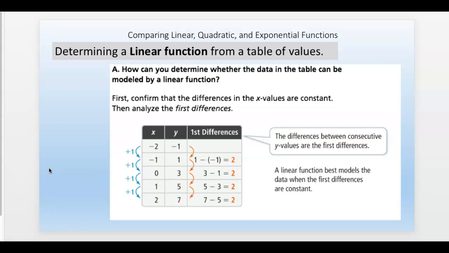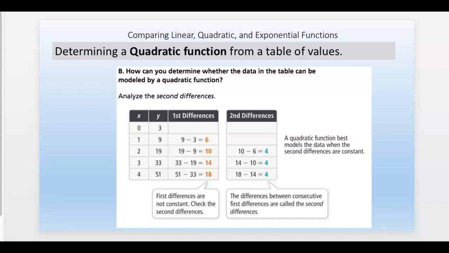The way to tell if it's linear is the first differences. I start at the top with the largest number of y, which is 7. 7 minus 5, that's 2. 5 minus 3, that's 2. 3 minus 1, that's 2, okay? And 1 minus negative 1, yes, that's also 2. When the first differences are constant, they're all the same number like that, 2, 2, 2, 2, then this function is linear. That's what that means, okay?